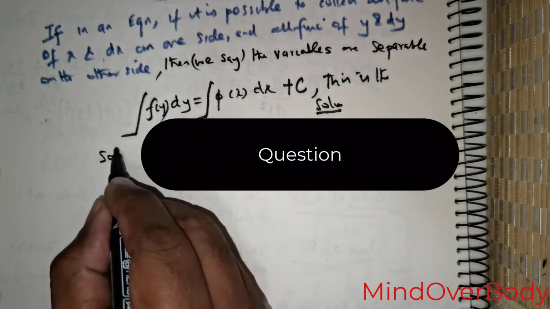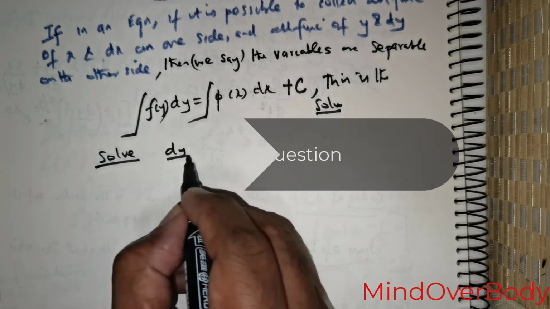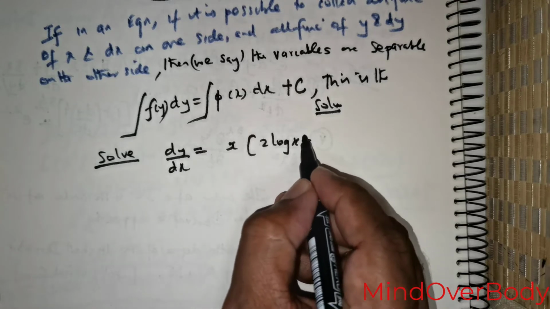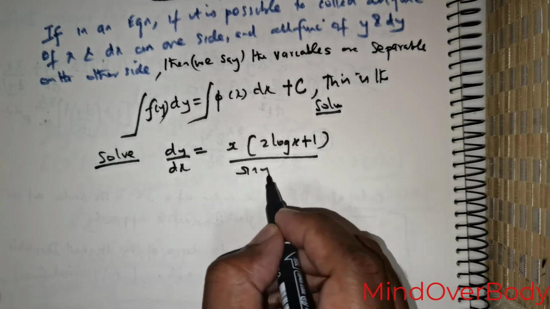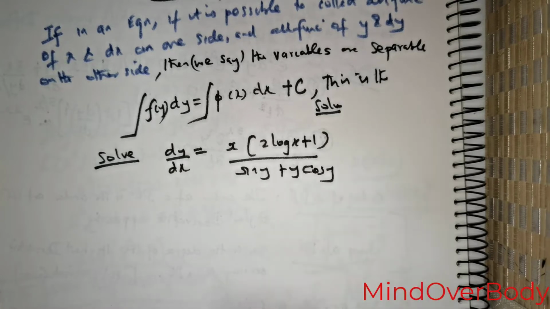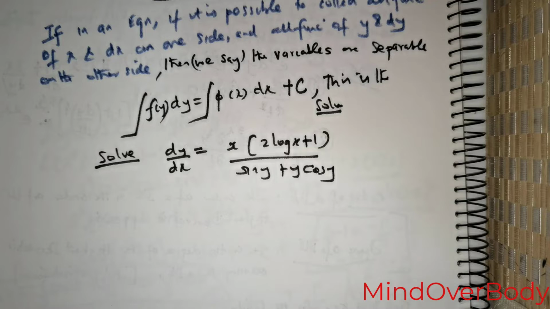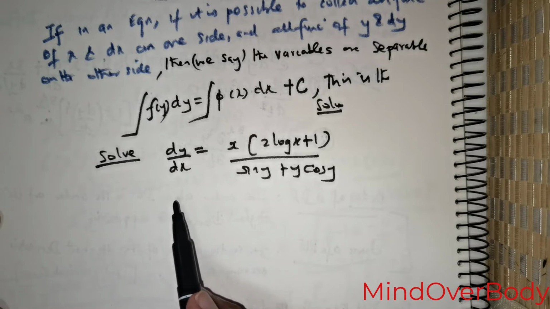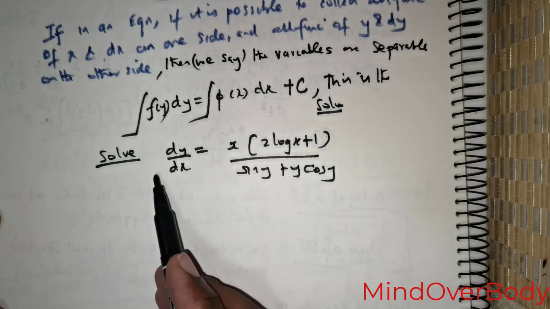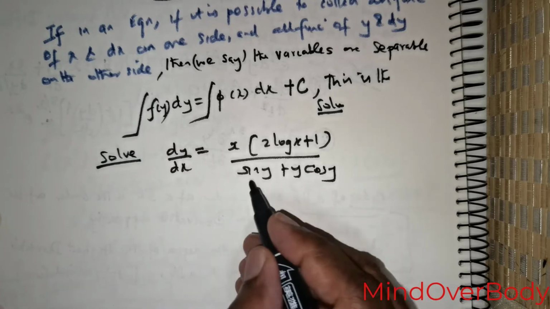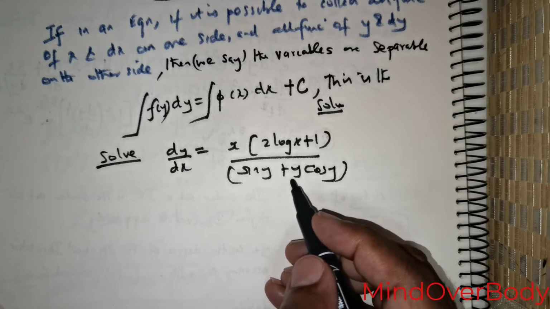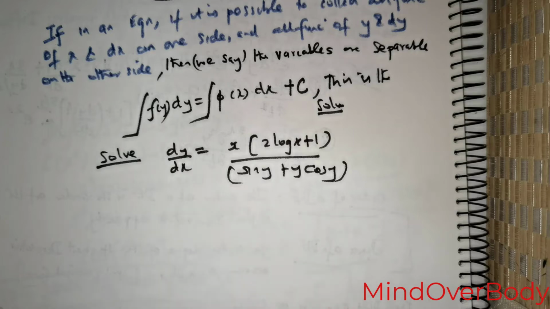So we are asked to solve this. Solve dy over dx is equal to x times (2 times log x plus 1) divided by (sin y plus y times cos y). So our objective is to take all the x on one side and the y on the other side. It's up to you, you can have y on the left and x on the right. Since I've got sin y plus y times cos y featured as a denominator, probably I will have y on the left side.